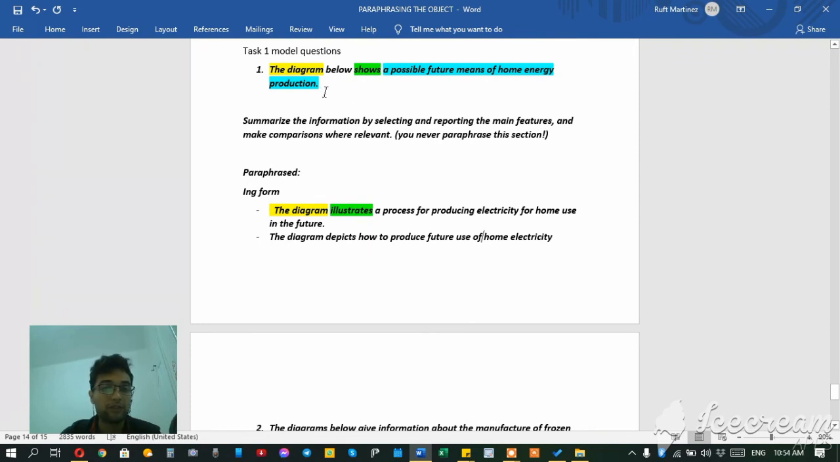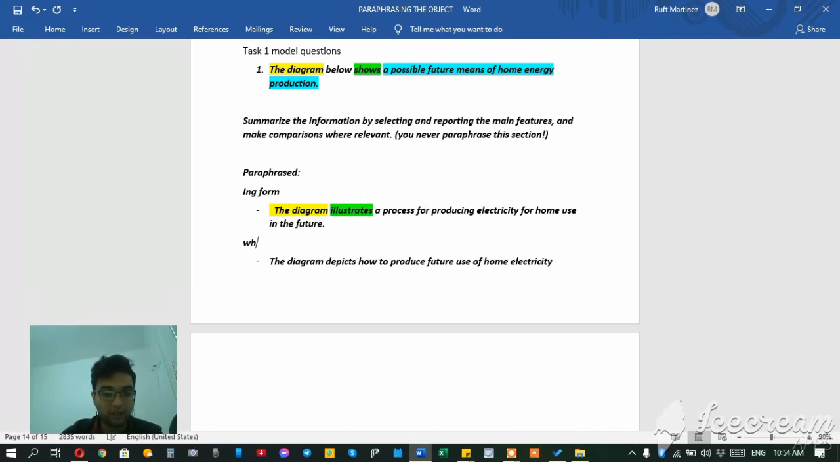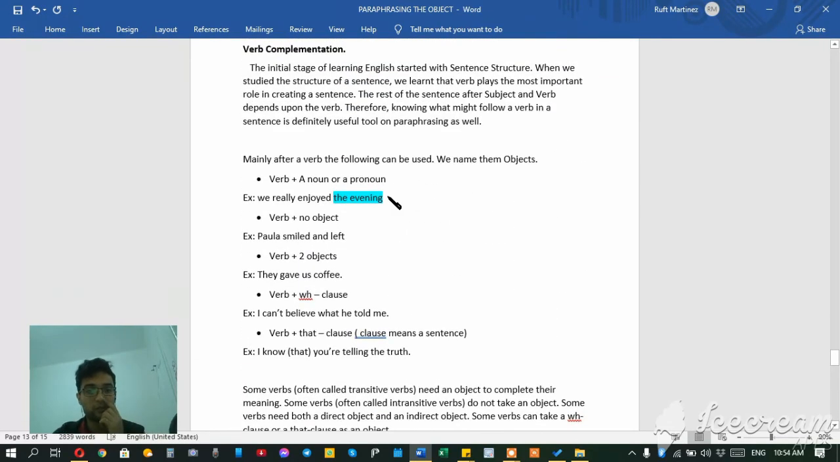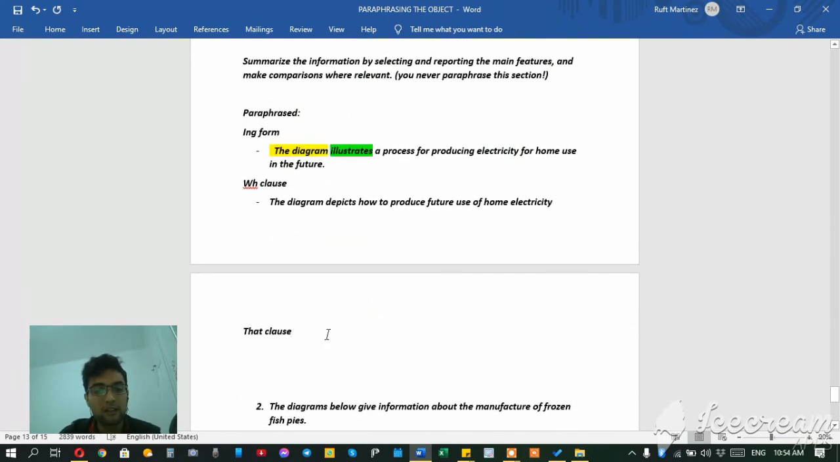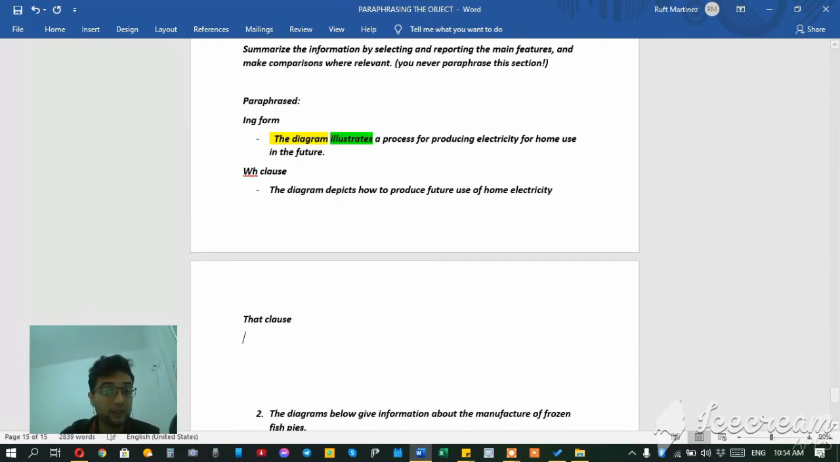So what we used here was the ing form and the WH clause. Let's check if we can use the that clause as well. Here we said we can use multiple things as an object of the verb, and we said that WH clause and that clause are the main ones. So let's see if we can use a that clause for this case.